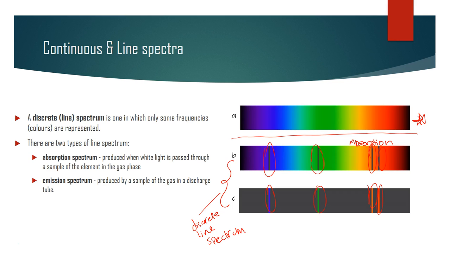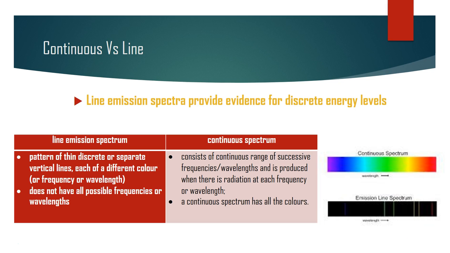So these are discrete line spectra and continuous spectra. Absorption is all the colors with the colors that have been absorbed missing. Emission is none of the colors and only emitting colors of a specific wavelength. So we need to be able to describe the difference between these.